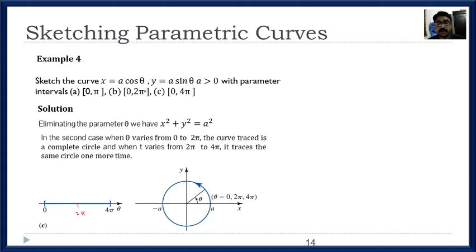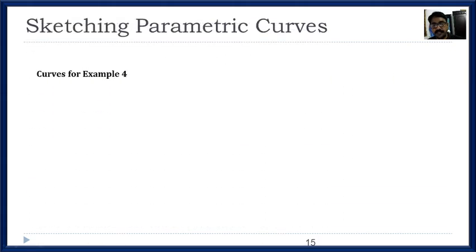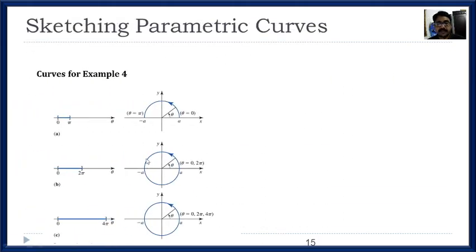So x equal to cos theta, y equal to sin theta, where theta varies in the interval 0 to 4 pi, is a circle which is traced twice. So this is the consolidation of all these three cases. When theta varies from 0 to pi, you are getting a semicircle. When theta varies from 0 to 2 pi, you get the whole circle of radius a. And when theta varies from 0 to 4 pi, you are getting the circle only, but actually it traces twice.